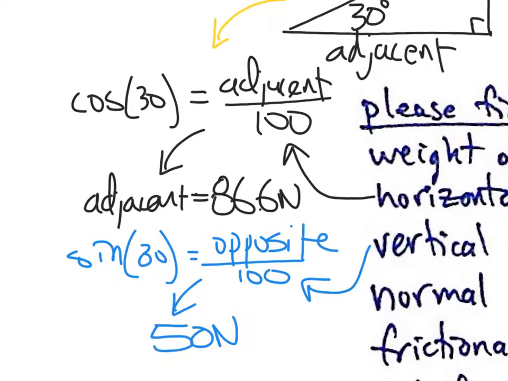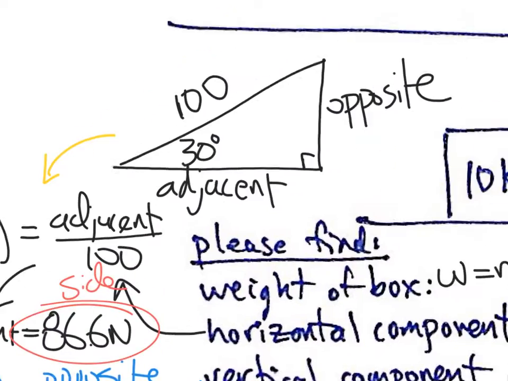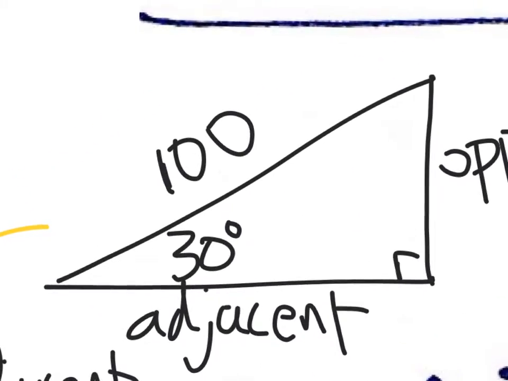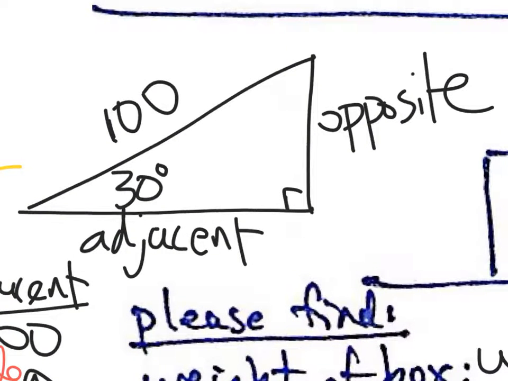So we can say cosine of 30 degrees is adjacent over hypotenuse, and sine of 30 degrees is opposite over hypotenuse. So we get these two numbers. This is how much it's being pulled to the side, and this is how much it's being pulled up. So side and up. It's obviously being pulled to the right and up, so we figured out those forces. So I'll write those here.